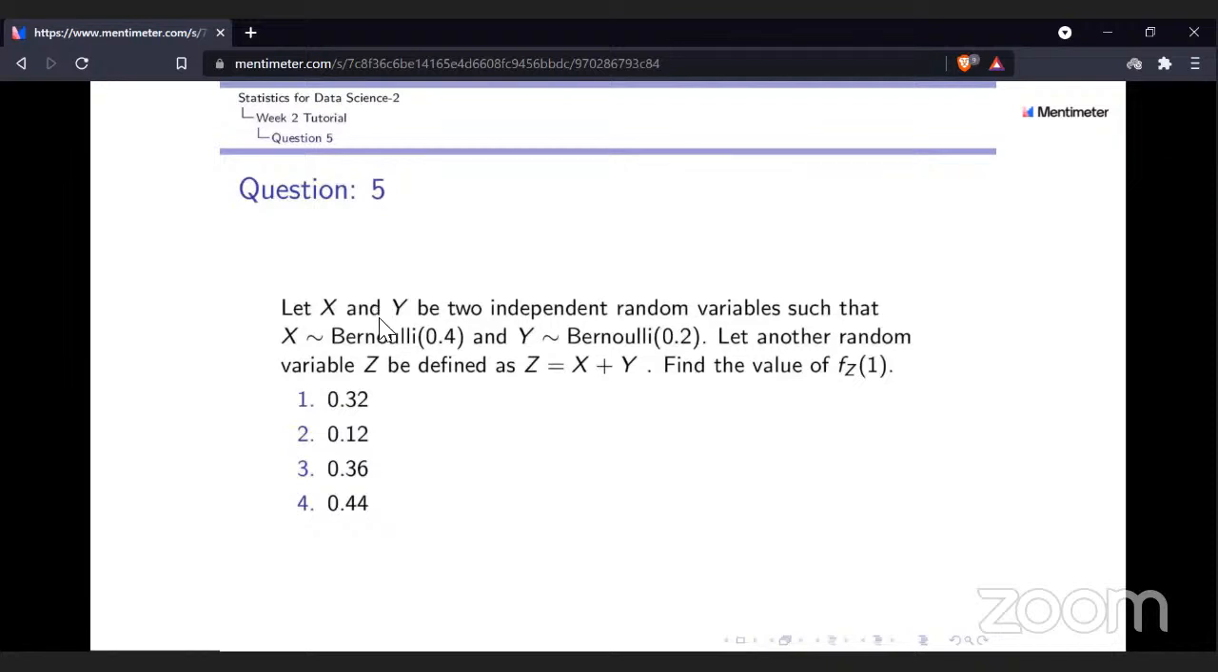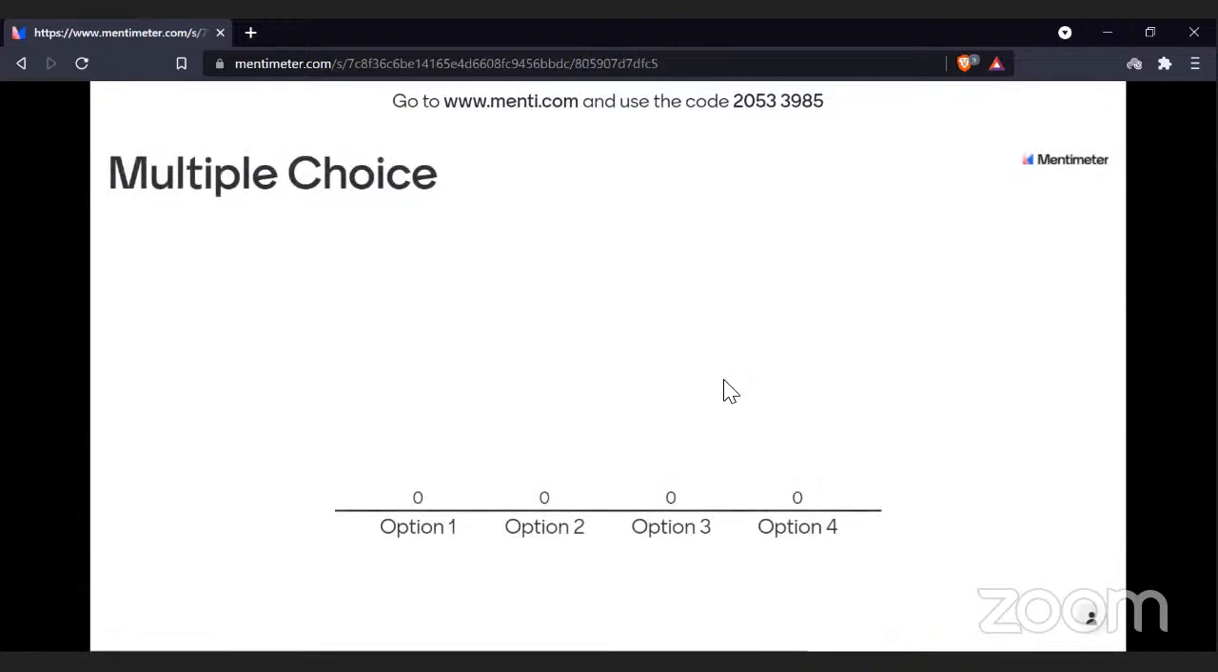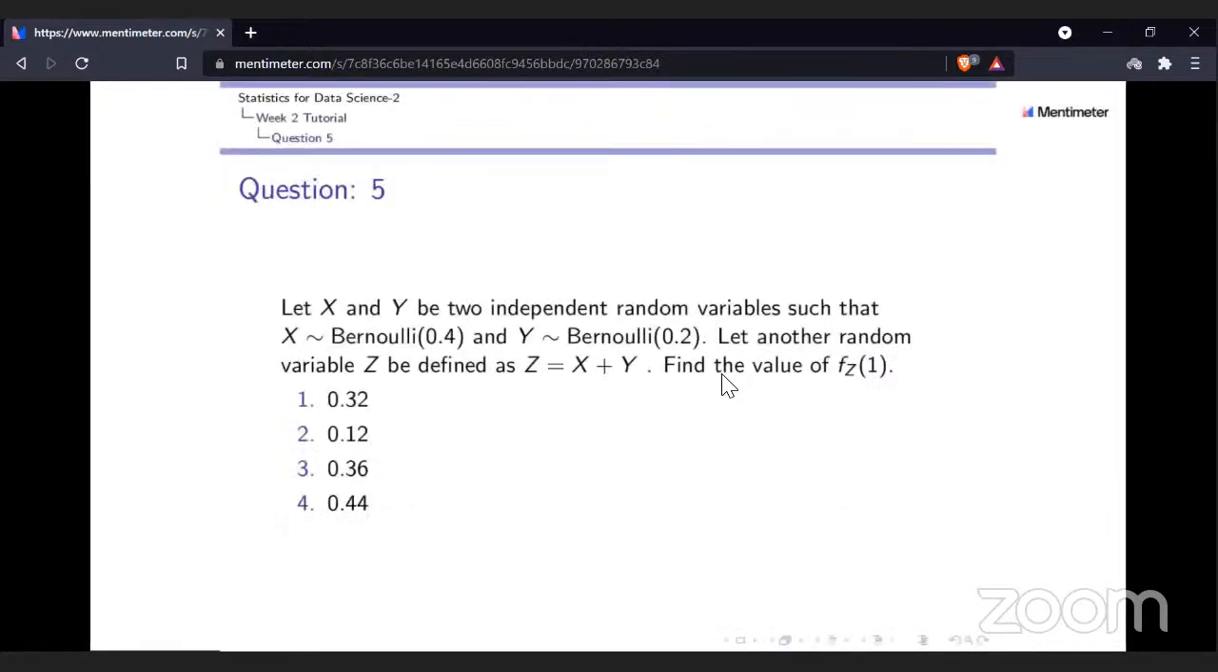We have two independent random variables, where X is Bernoulli 0.4 and Y is Bernoulli 0.2. Now you have defined another random variable Z equals X plus Y, and you have to find the value of F_Z of 1. I'll wait for a few minutes, then we can discuss.